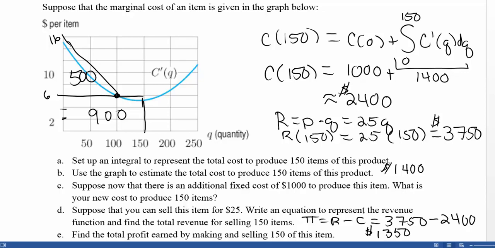$1,350 in profit. So that's not bad, right? Our profit's positive, which is always good. And our costs are not too high, so that's good as well. And we were able to find all the pieces we need to approximate this using the fundamental theorem paired with the graph of the derivative. Let's look at another example.